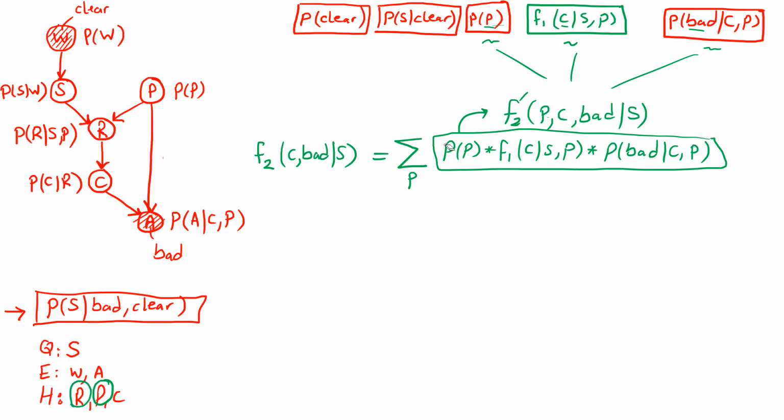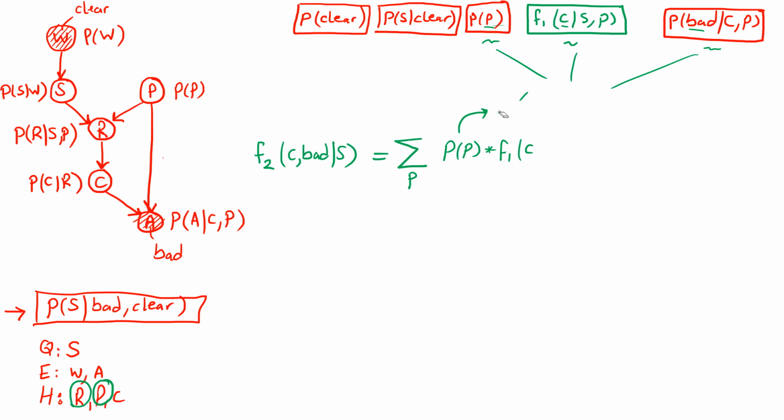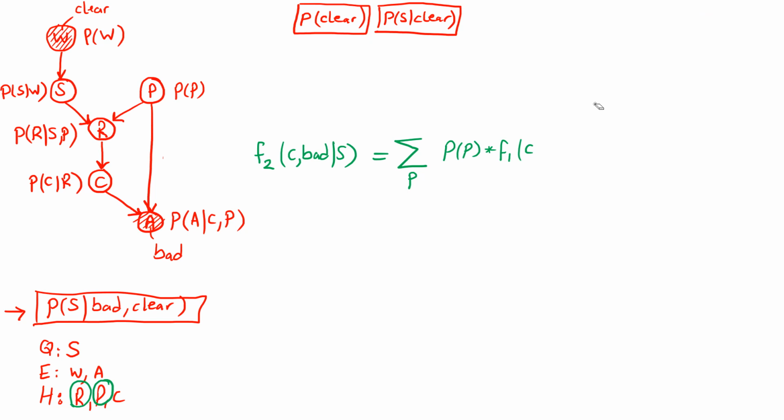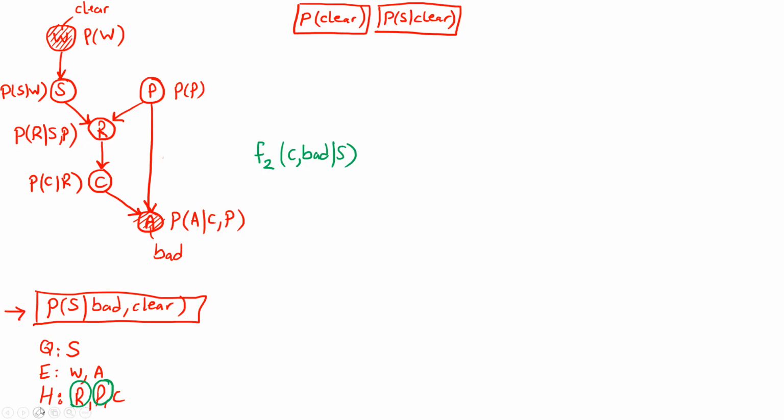Okay, so allow me to erase this now. And I also erase these three factors because we joined them. So now, instead of all of that, we have F2 of C, bad given S. Okay, and that's now the third factor.